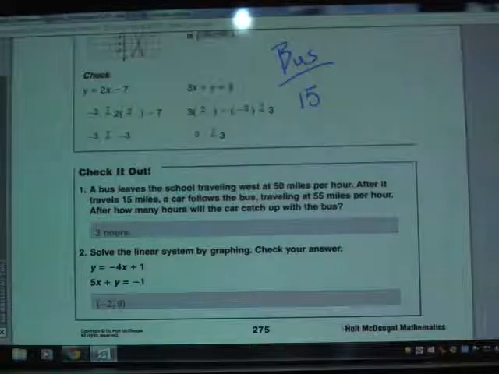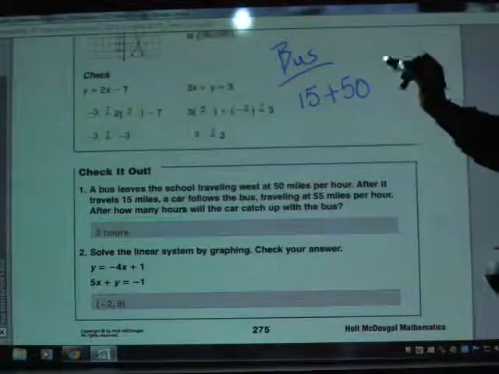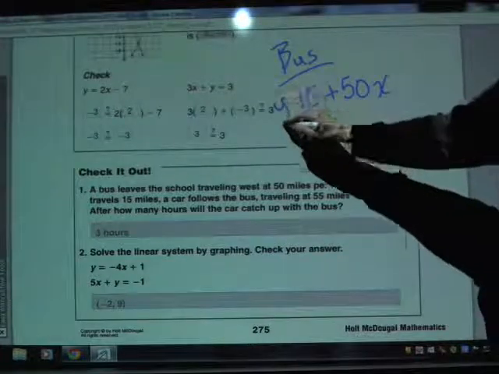Let's try it again. Let's say the bus travels 2 hours instead of 1, at 50 miles an hour. How far has the bus gone? Well, 50 miles each hour, 2 hours means it's gone 100 miles, plus the 15 it's already traveled means it's out 115 miles. Well, instead of 1 hour or 2 hours, we don't know how many hours. So we're going to write that as 50 times our time, which we're going to write as x.